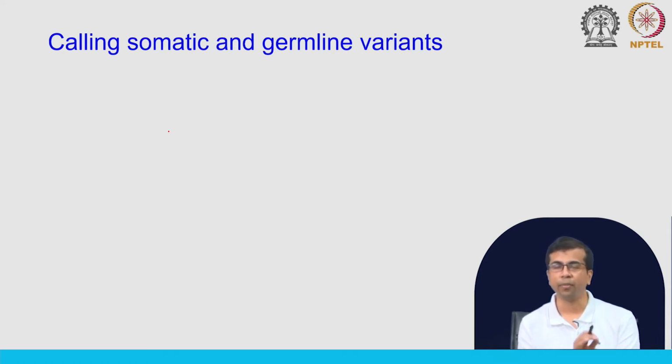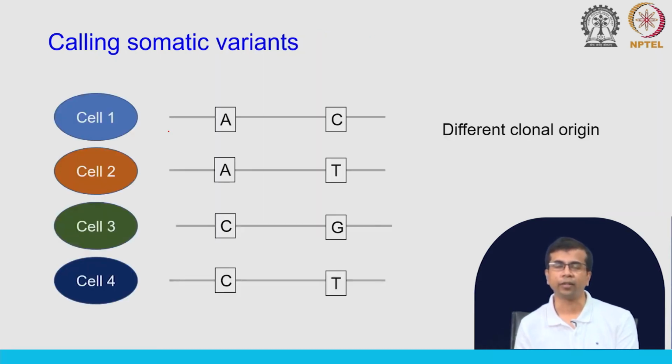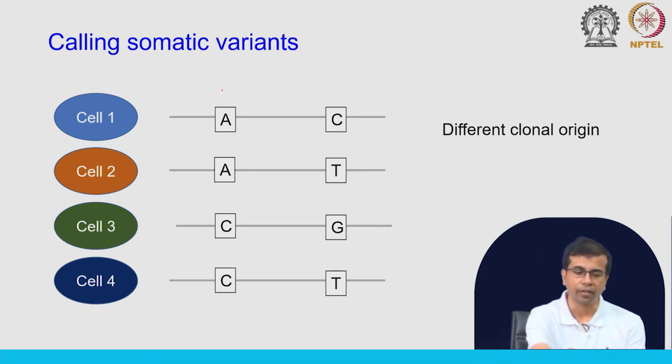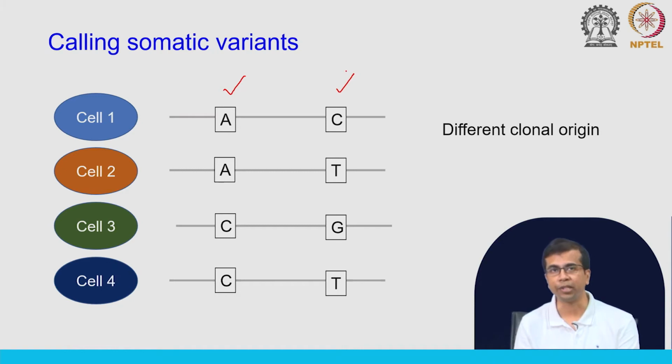We can remember the definition that we just used. Let us look at how you actually call somatic variants. If you consider these 4 cells, and these 4 cells have different variants in certain positions, these variants will be called somatic variants. We are giving examples of 2 positions here, and in one position cell 1 and cell 2 have this A, which compared to the reference sequence is a change, that is what we are assuming, and cell 3 and cell 4 show a C base.